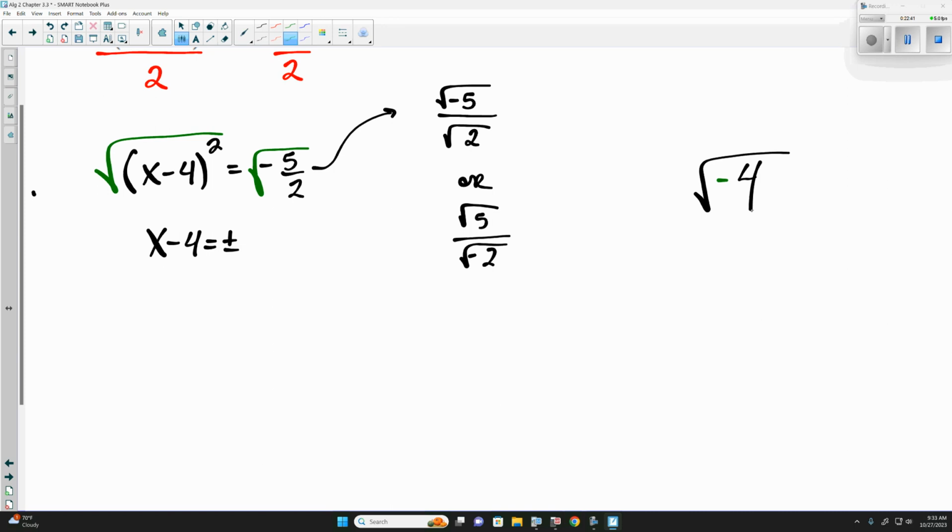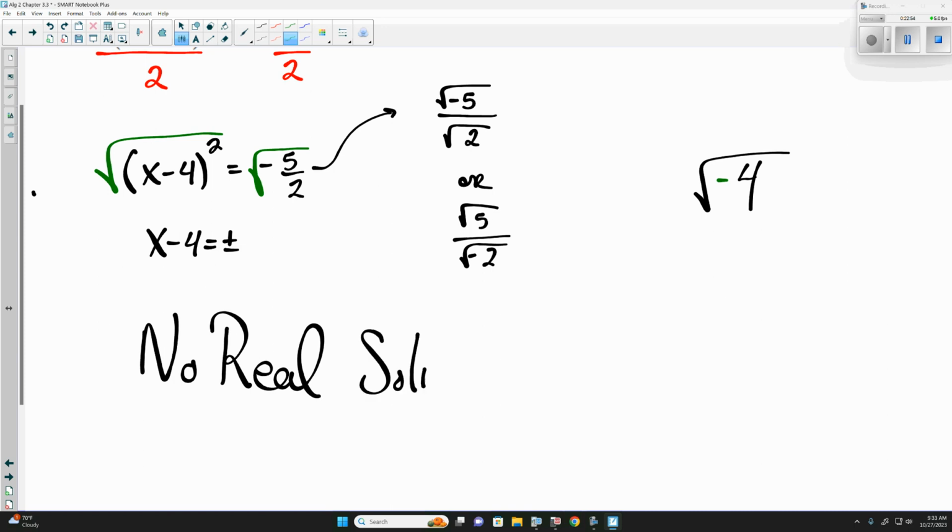Okay, so what can we say about the square root of negative 5 halves? Not possible. So here we're going to have to stop. And at this point, say no real solutions. There are no real solutions for this.